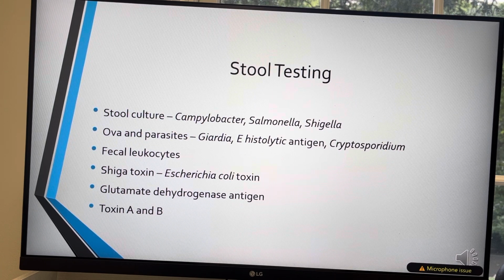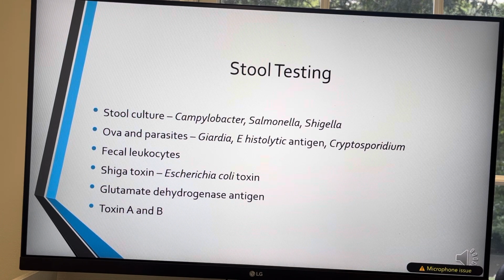Fecal leukocytes assess for white blood cells in the stool. That generally is due to bacteria, but you can see it with inflammatory bowel disease as well, or major inflammatory processes. Rarely will you see inflammation with viral or parasitic infections. So the fecal leukocyte tells you, yeah, there's inflammation here, yes, there's infection here. It doesn't tell you much beyond that.